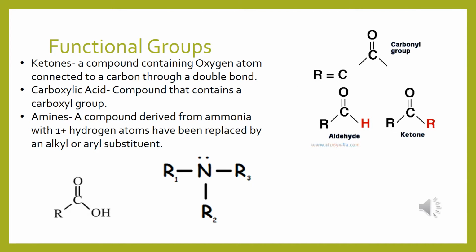Ketones are compounds containing an oxygen atom connected to a carbon through a double bond. Carboxylic acids are compounds that contain a carboxyl group. And amines are compounds derived from ammonia with one or more hydrogen atoms that have been replaced by an alkyl or aryl substituent.